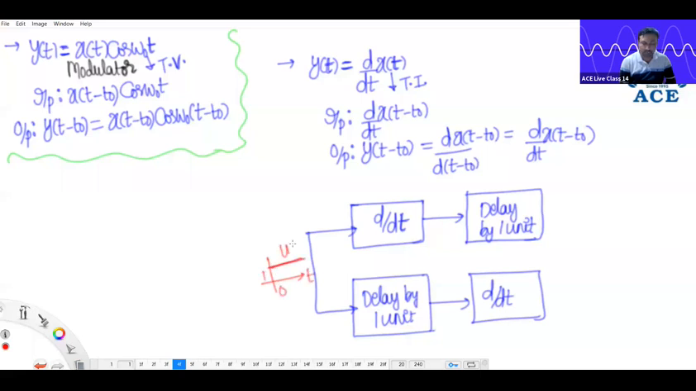Suppose we applied u(t) as input. Differentiation of a step is an impulse. That delayed by 1 unit means the impulse existed once. u(t) shifted by 1 unit, after that you perform differentiation. Still the impulse exists only once. So 100% invariant.